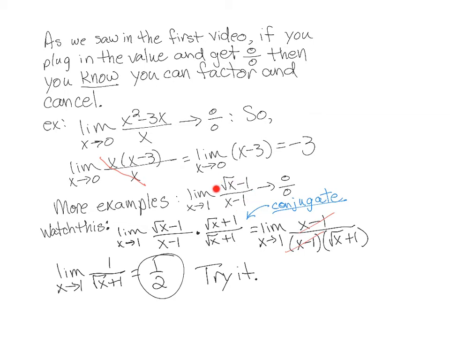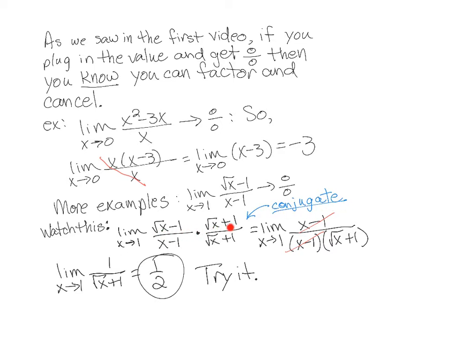Another example, this one right here, we're plugging a 1 in, square root of 1 is 1, minus 1 is 0. 1 minus 1 is 0. Now I can't really factor this. I could factor this as the square root of x plus 1 and the square root of x minus 1, but that's not right there in your face intuitive, right? So if you see a problem like this, especially if it has a root in it, multiply by the conjugate.